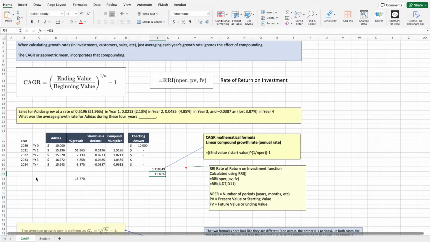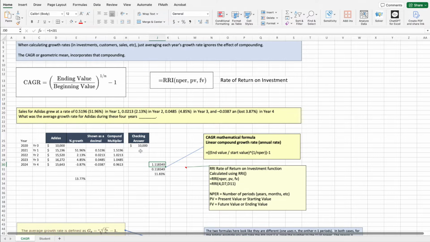And we see that it is 0.118349, which is 11.883%. And notice that is very much different from this 13.77%. And then what we want to do here is we'll add a 1. So equals 1 plus our decimal here. So this is our compounding rate.